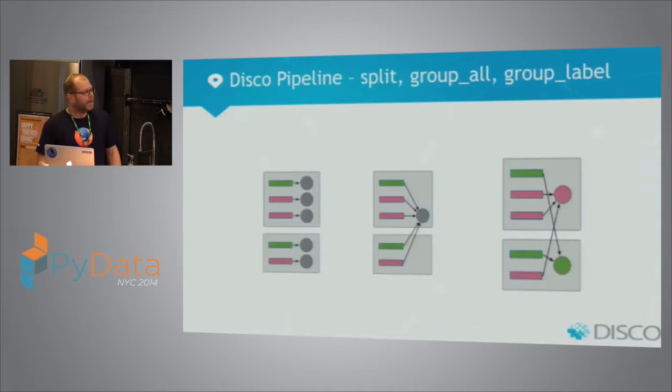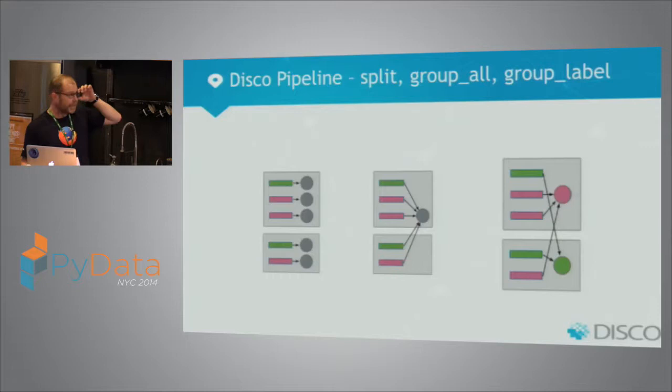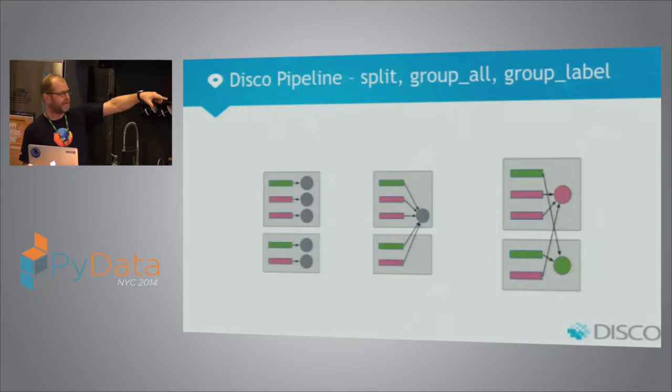Okay, so these are the different types of stages that you can build for your pipelines. The first one is called split. Basically, the boxes here are input files or blobs. They're units of distribution in the distributed file system. The gray boxes are nodes. Split is usually the first stage in anything. It gets data out of a file into a process or a task.